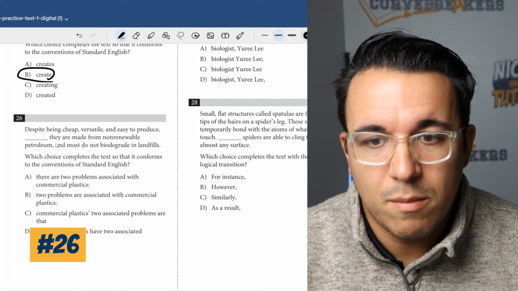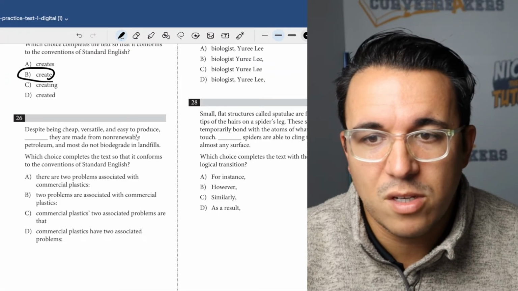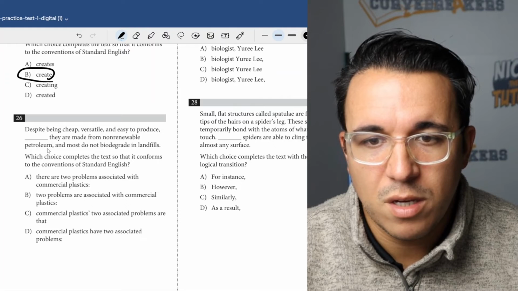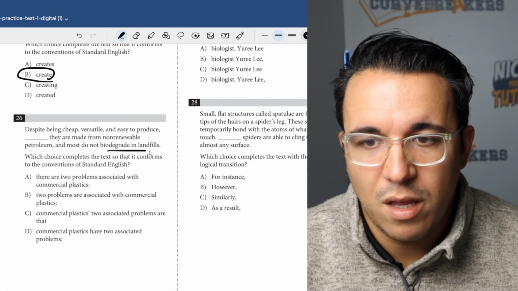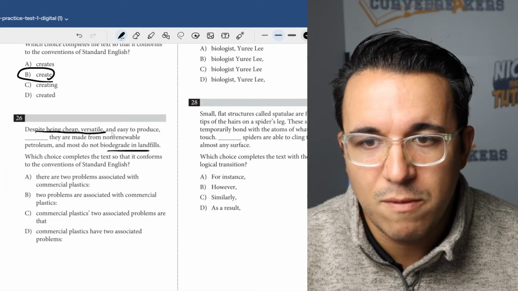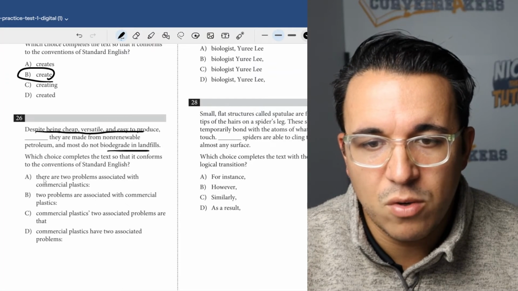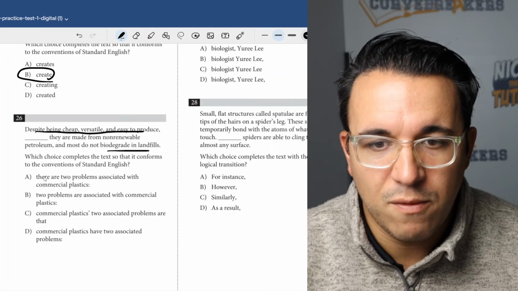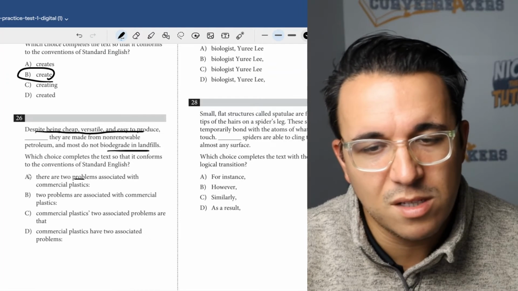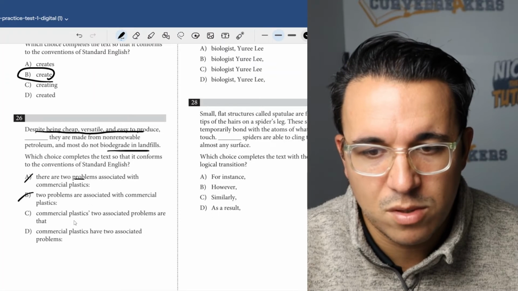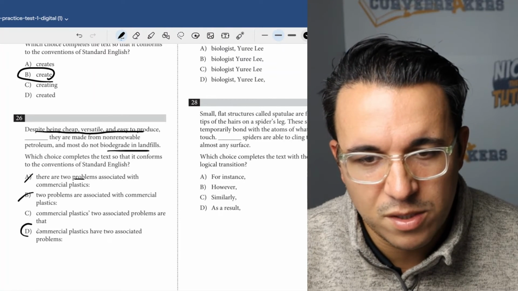All right, let's get into number 26. Despite being cheap, versatile, and easy to produce, blank, they are made from non-renewable petroleum, and most do not biodegrade in landfills. So despite being cheap, versatile, and easy to produce. So what would be cheap, versatile, and easy to produce? This is a dangling modifier. There are two problems. That's not what's cheap. Commercial plastics, two associated problems. So I'm looking at choice D here.